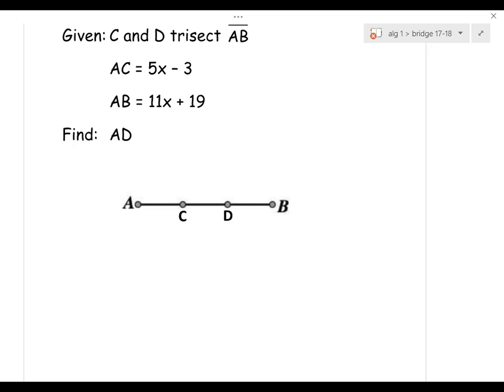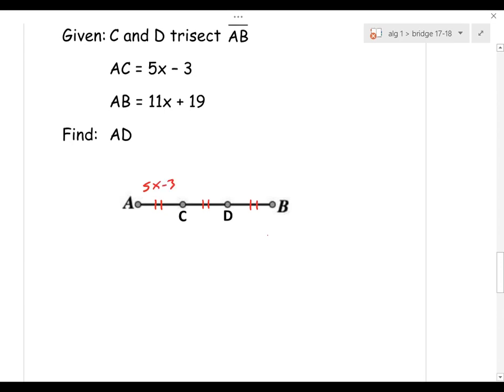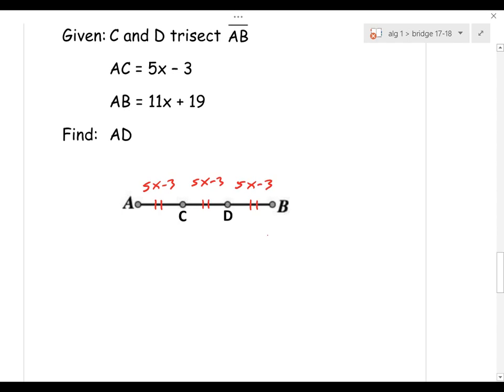All right, let's mark up the information that's given to us. So I know that C and D trisect AB. So I know that AC is congruent to CD, which is congruent to DB. And I know that AC is 5x minus 3, which is congruent to CD, which is congruent to DB. So they're all equal to 5x minus 3. And I know that AB is 11x plus 19.